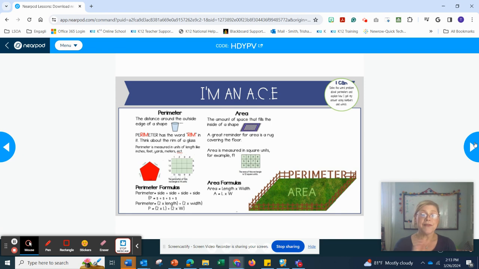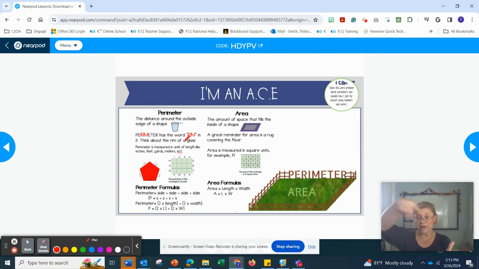Ms. Smith, read. So perimeter is the distance around the outside edge of a shape. If we look at our image right here, perimeter is that distance around the outside edge. Our friend Ponzi is the border, yes. And the area is, so right here, it's the fence, and the area is the inside. So our fence is holding in our grass. Love this image. So perimeter distance around the outside edge of a shape.